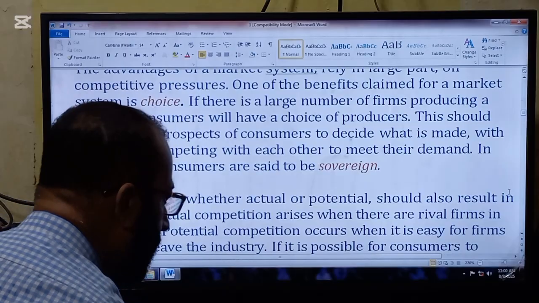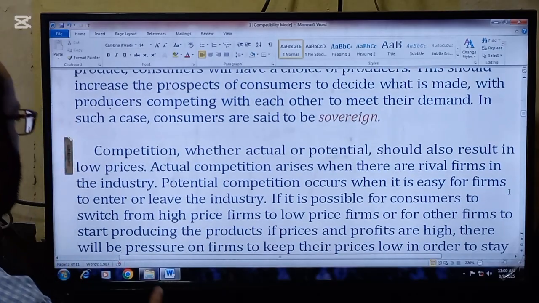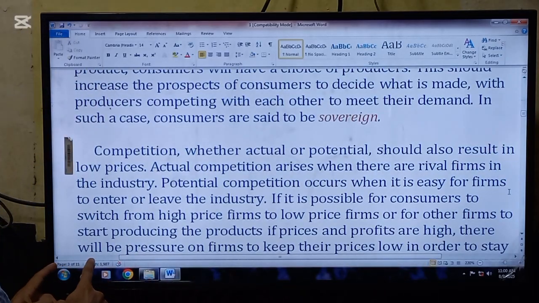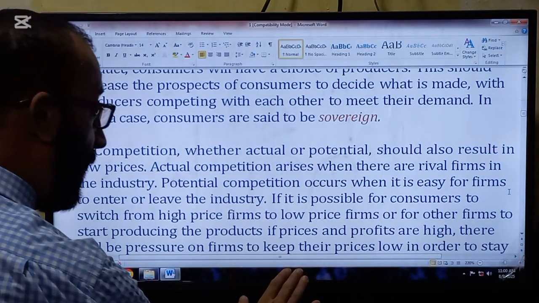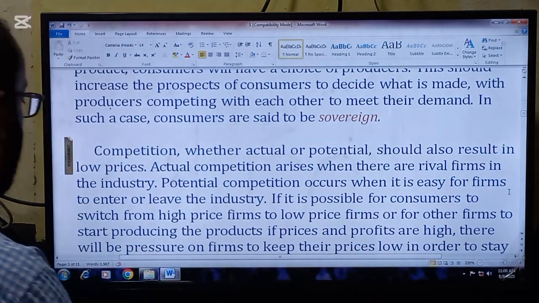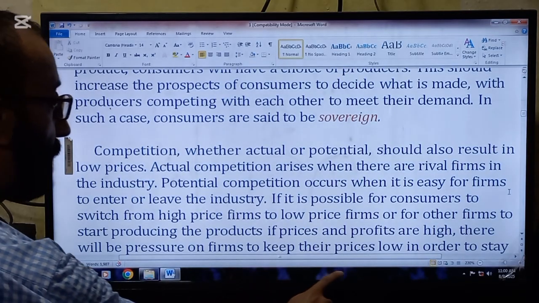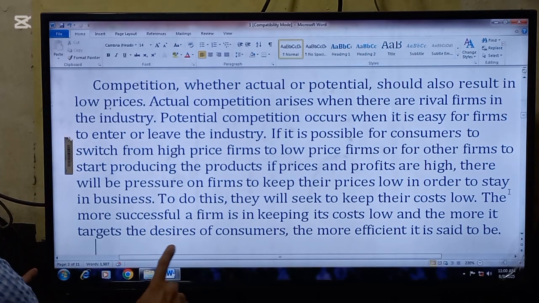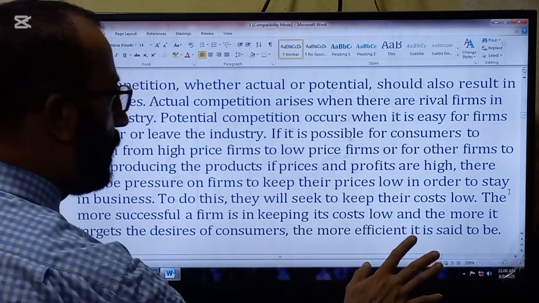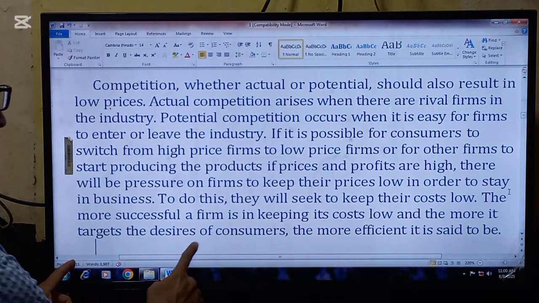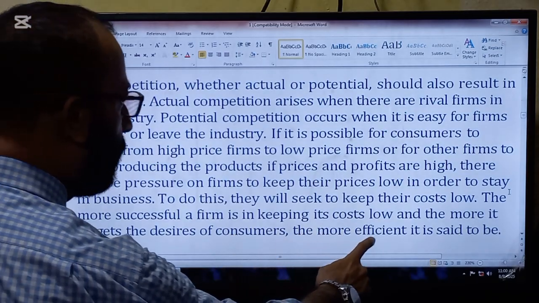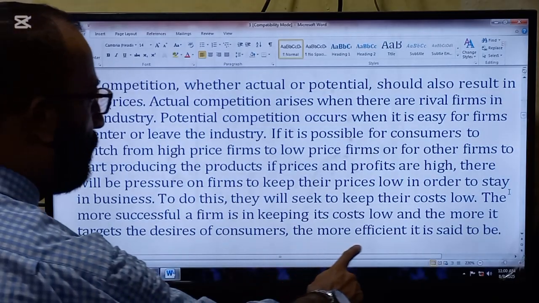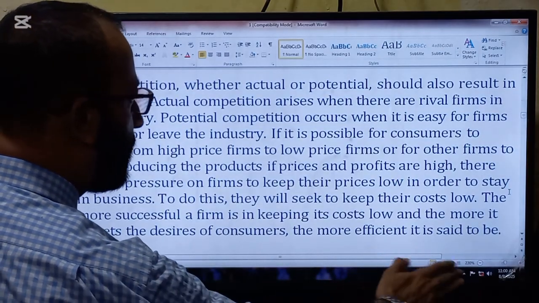If it is possible for consumers to switch from high price firms to low price firms, or for other firms to start producing the products if prices and profits are high, there will be pressure on the firms to keep their prices low in order to stay in business. To do this, they will seek to keep their costs low. The more successful a firm is in keeping costs low and the more it targets the desires of the consumers, the more efficient it is said to be.